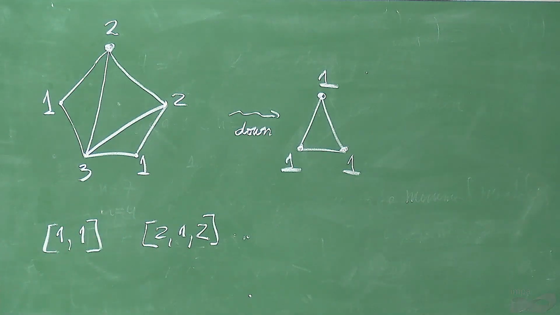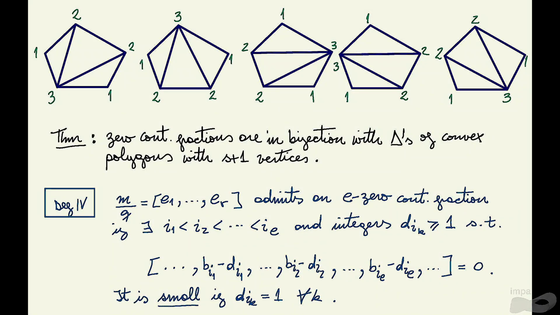So that is the connection, and then you can prove that the zero continued fractions are in bijection with these triangulations of convex polygons. And so people counted them, and those are the Catalan numbers. And so you have the relation.